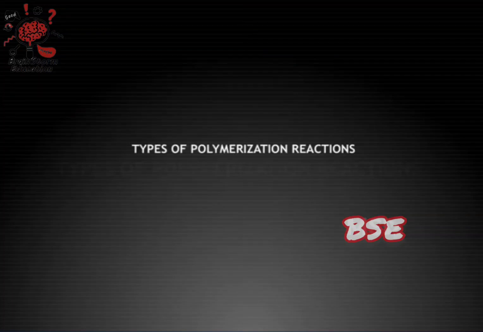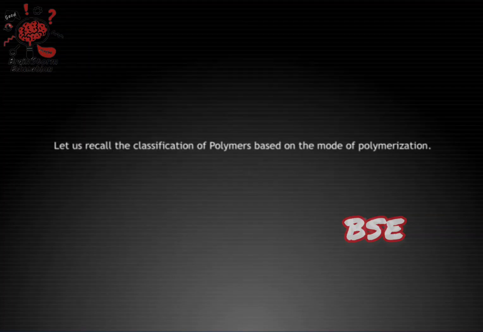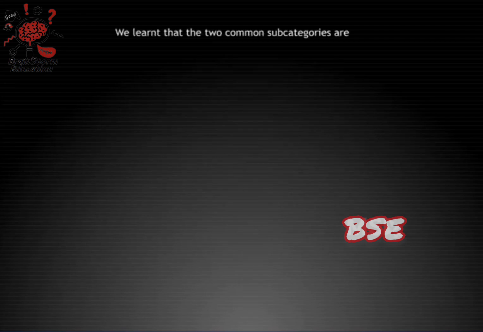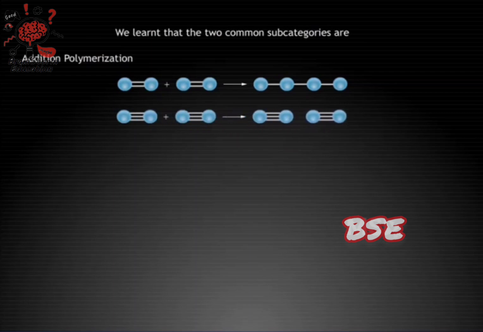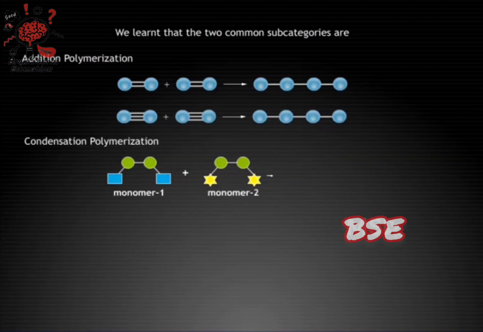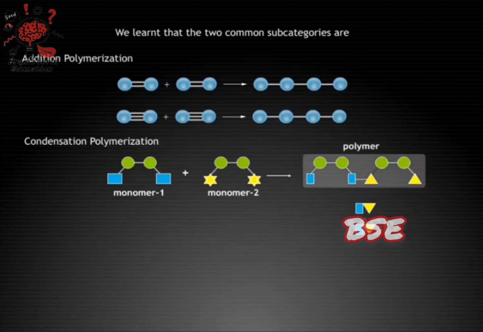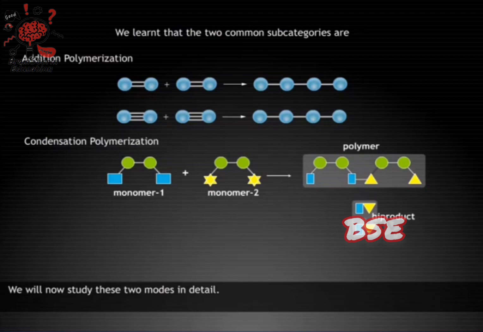Polymerization reactions. Let us recall the classification of polymers based on the mode of polymerization. We learnt that the two common subcategories in this mode of polymerization are addition polymerization and condensation polymerization. We will now study these two modes in detail.